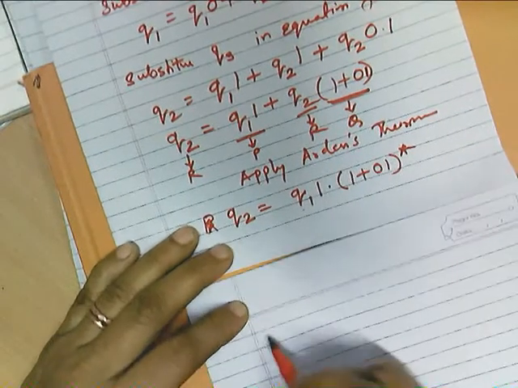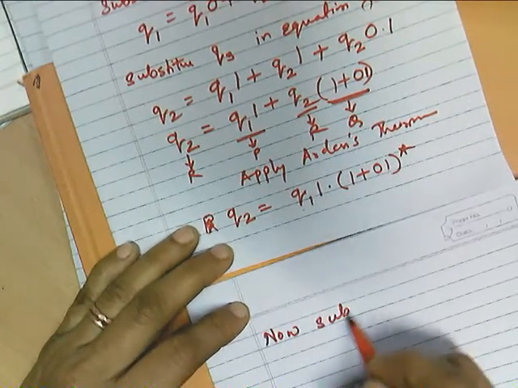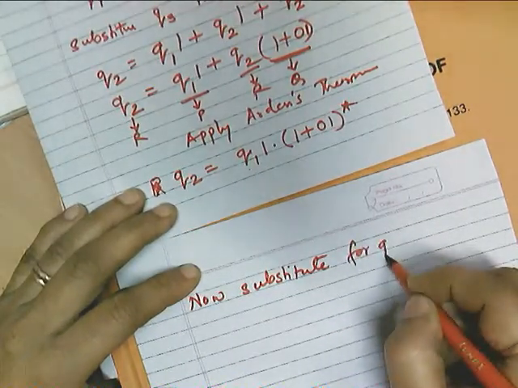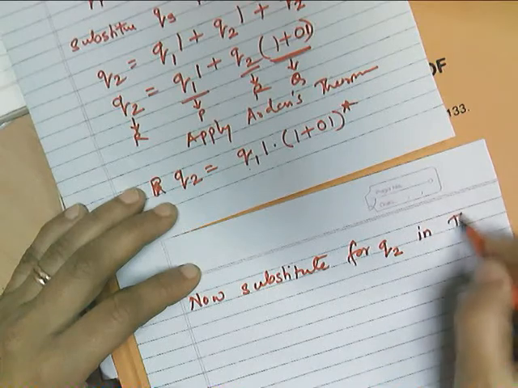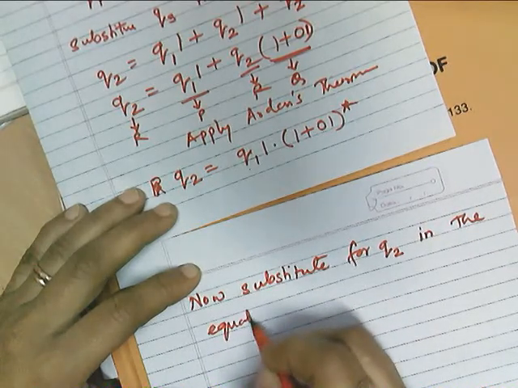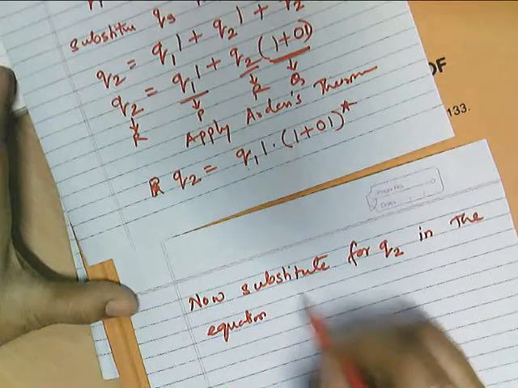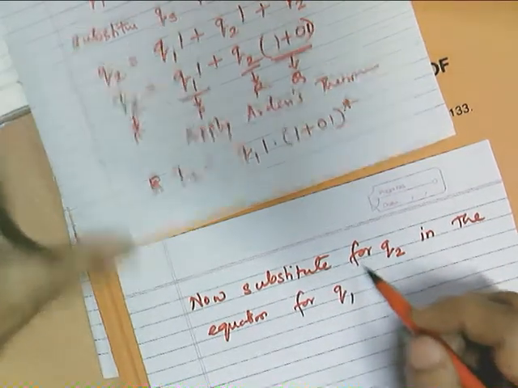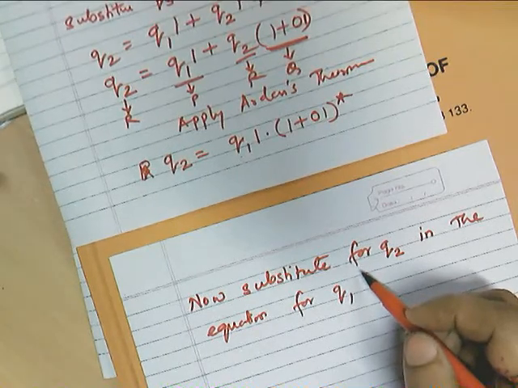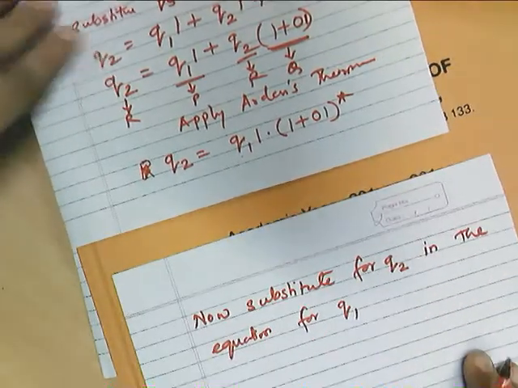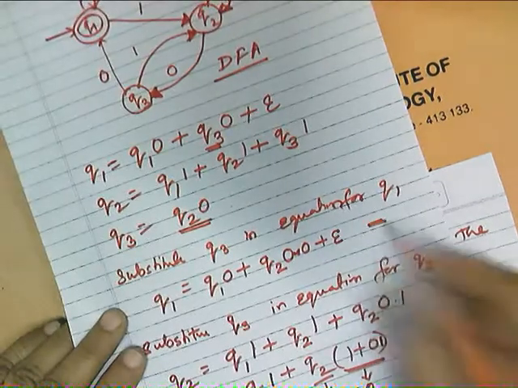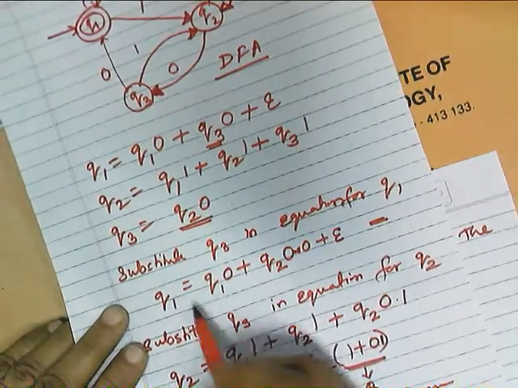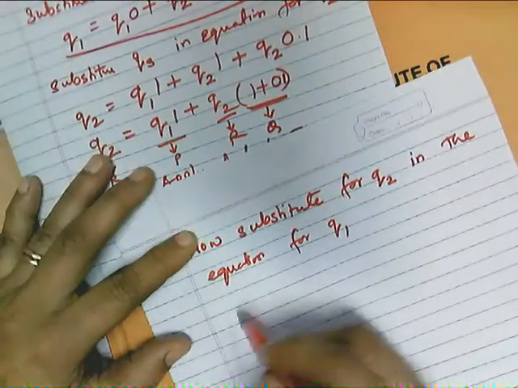So now substitute for Q2 in the equation for Q1. Okay, so here the equation will be what? Which equation, in which equation you have to put? See, this is your equation. So in this equation you have to put for this equation. Okay, so after substituting, what you will get?